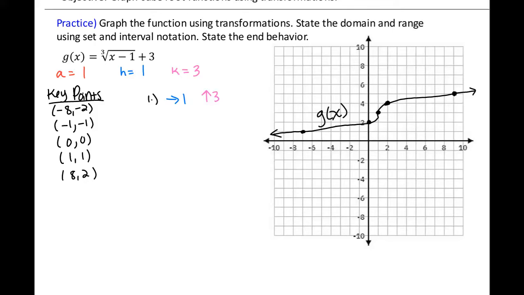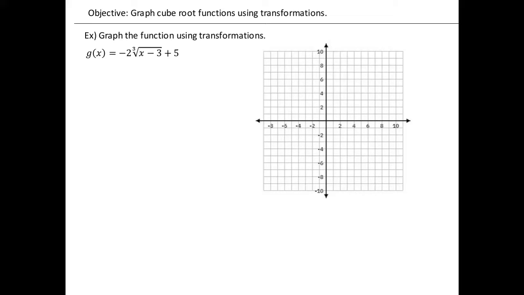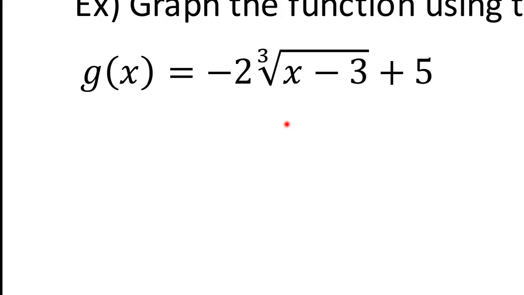Okay? All right. Let's go ahead now and look at a stretch. So go ahead and copy this example. g of x equals -2 times the cube root of x minus 3 plus 5.